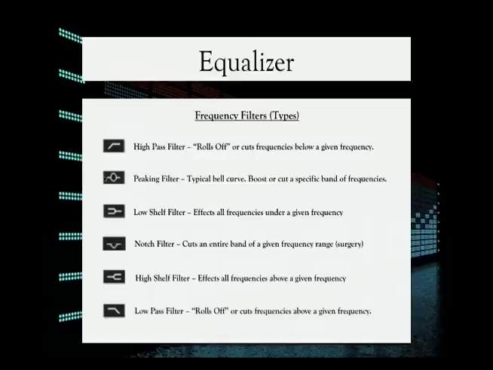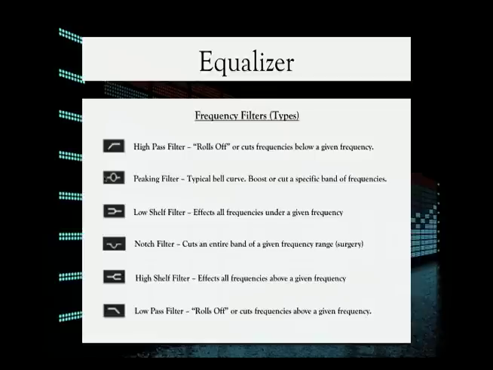And then you have the low pass filter, which is the opposite of the high pass filter. This is going to roll off or cut frequencies that are above a given frequency. So let's say, again, let's use 10 kilohertz. If you set 10 kilohertz as your frequency to use on your low pass, everything above 10 kilohertz gets rolled off. Everything under it or lower passes through unaffected. So low pass, let all those frequencies lower than what you set pass through unaffected. Everything above them gets rolled off.